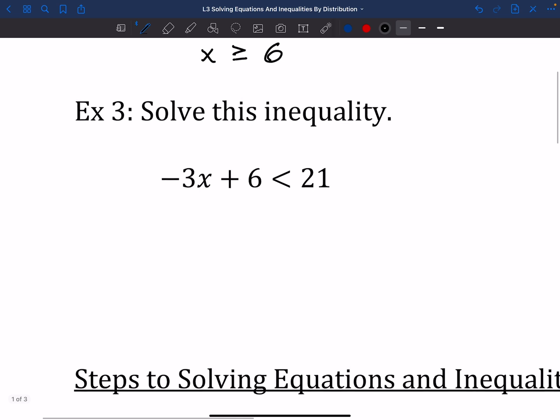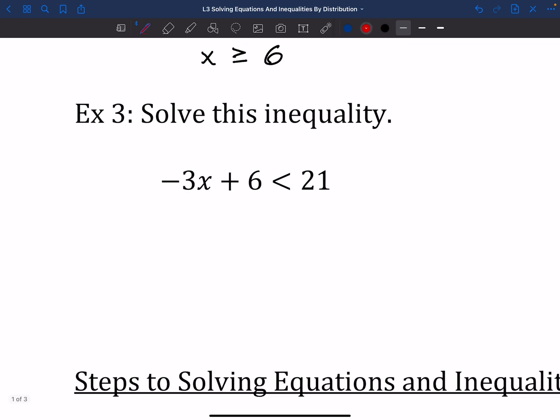Yeah, let's try another one out. This inequality, again, same deal. We have negative 3x plus 6. That 6 has got to go. We want to get that away from where the variables are. So instead of plus 6, let's subtract 6 from both sides. So you get negative 3x is less than 15 on that side. After that, again, negative 3 is negative 3 times x. We got to undo that times, so we're going to divide on both sides.